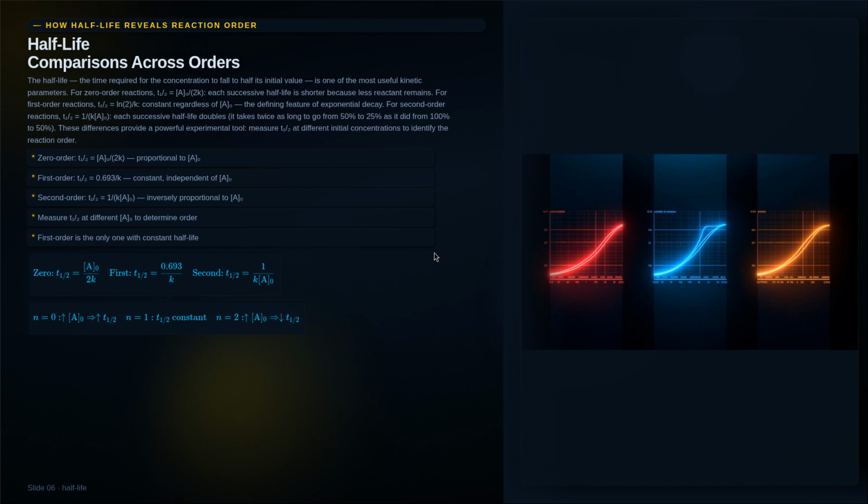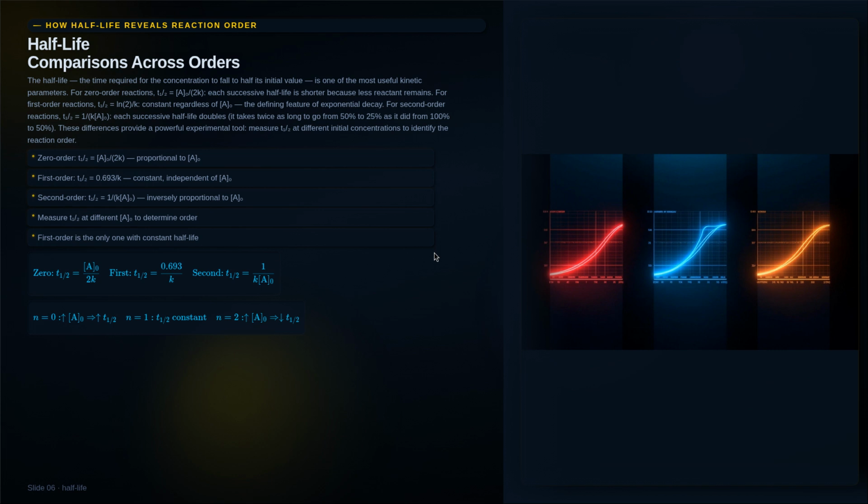For first-order reactions, the half-life equals the natural log of 2 divided by k, which is 0.693 over k. It is constant regardless of concentration. This is the defining feature of exponential decay. For second-order reactions, the half-life equals 1 over k times [A]initial.